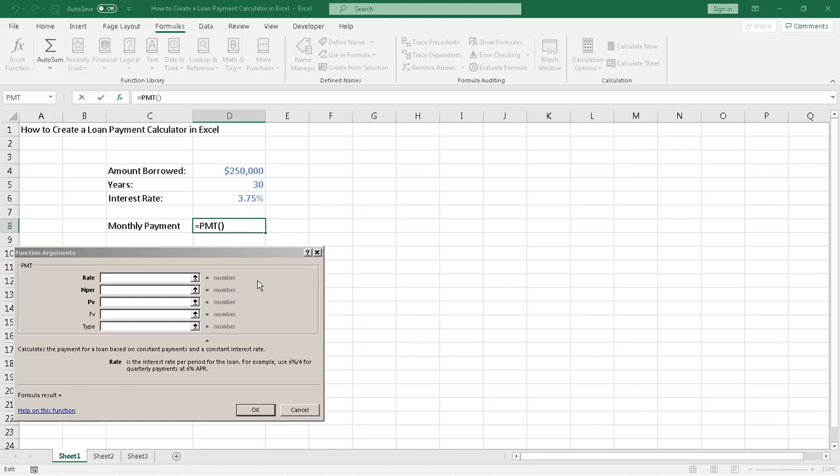The interest rate we have inputted is 3.75%, which is a yearly interest rate. Since this is a monthly payment, we will have 12 compounding periods, thus we should specify the interest rate on a monthly basis as well. To do this, select the rate in cell D6, then divide by 12.